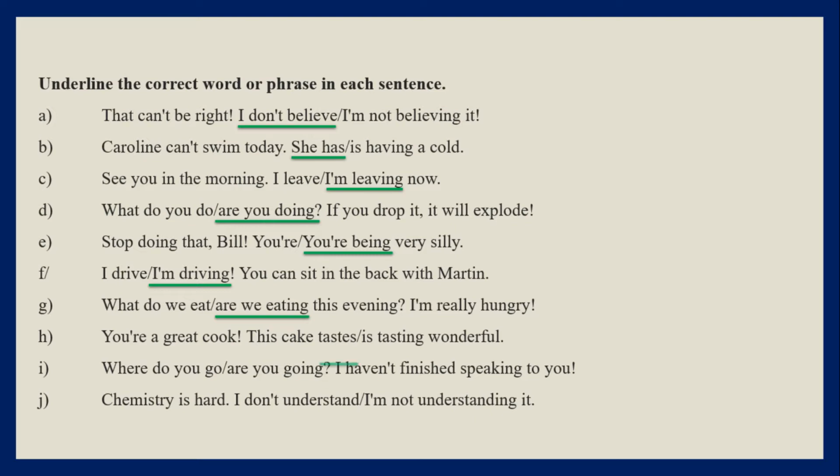H. You're a great cook. This cake tastes wonderful. Taste, in this example, is a non-action verb, so we use present simple. I. Where do you go, or where are you going, which is the correct answer. I haven't finished speaking to you. Where are you going? This is describing what is going on at the moment of speaking. J. Chemistry is hard. I don't understand, because understand in this sentence is a non-action verb because it doesn't involve any actions.